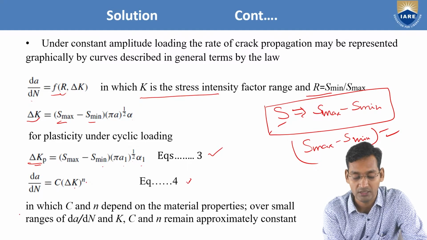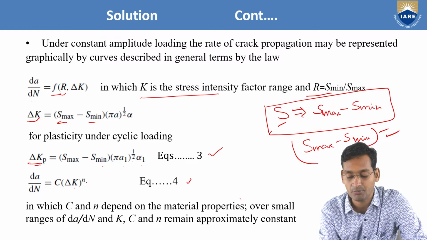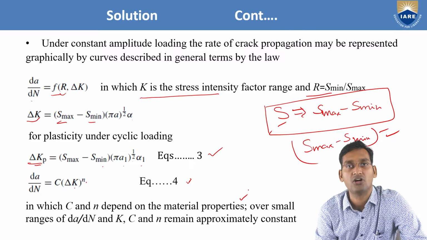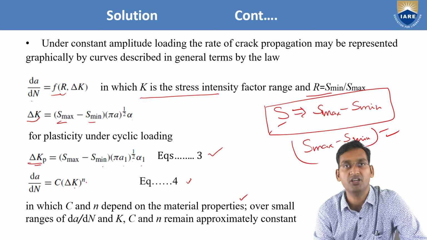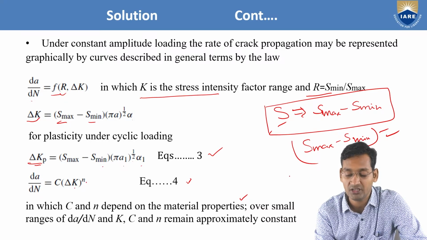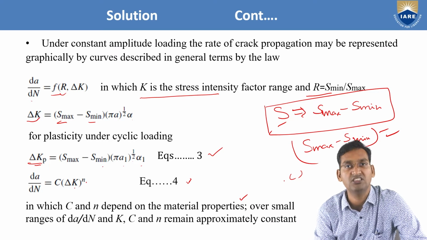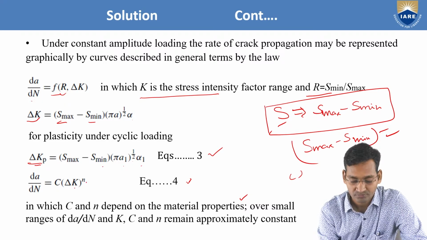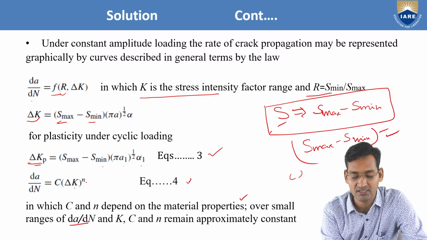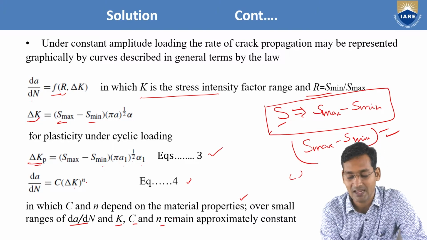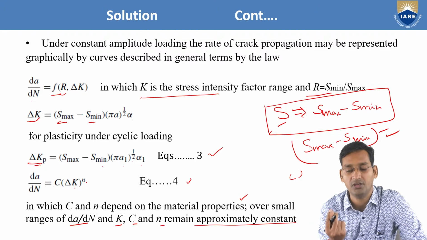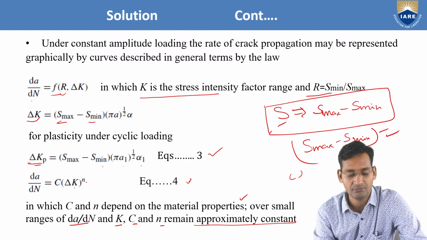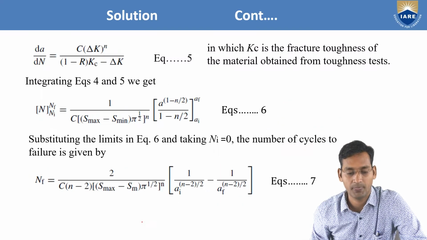The C here, now what is C? C and N depend on the material property. So these are constants, and they depend on which type of material is there. So if it is a numerical, then they will give the value of C and N also. Overall, over a small range dA by dN, K, C and N remain approximately constant, right? Then we are assuming these things are constant.